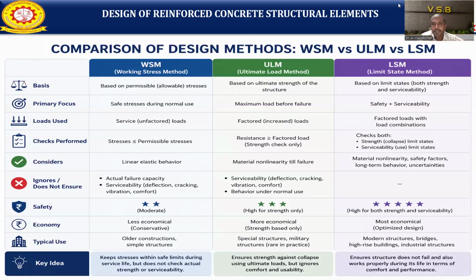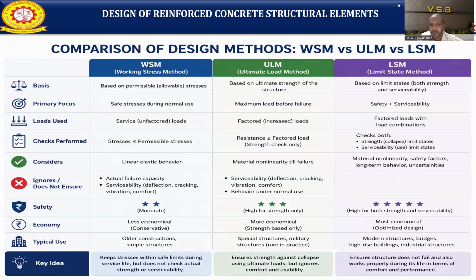So, dear learners, this is the overall view of the different methods: the working stress method, the ultimate load method, and the limit state method. We have clearly discussed the basic fundamental concepts of the three methods. What are the three methods focusing on, how is the behavior when you apply the load, what checks are we performing in all three methods, what we are considering, what we are ignoring, the safety point of view, the economical point of view, and where we are using them, the typical uses for all three methods.